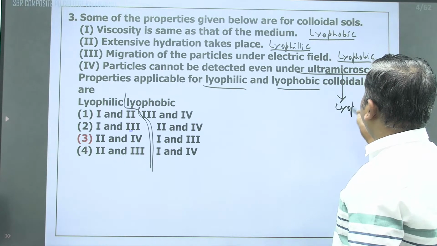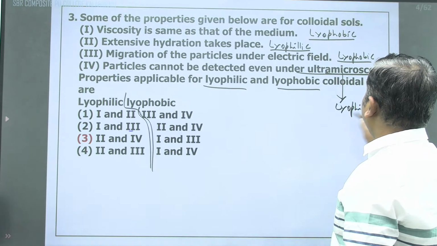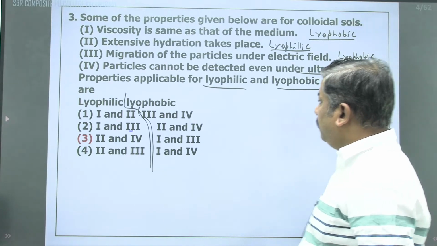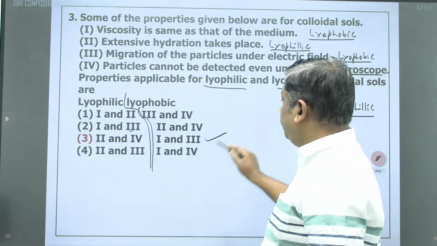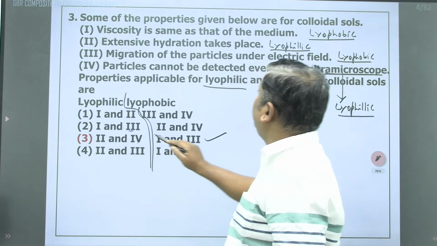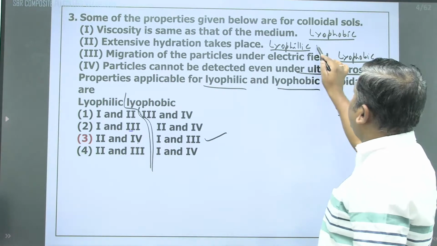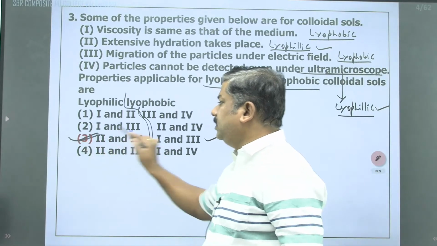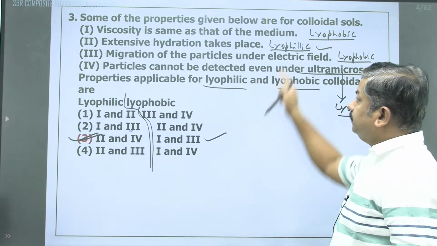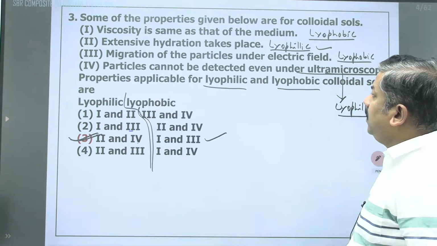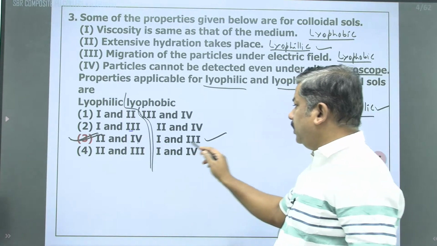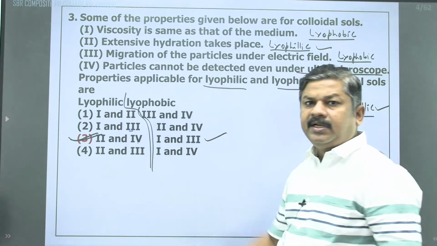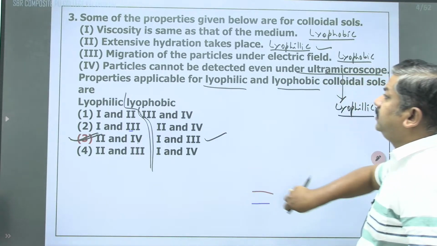This one is a property of lyophilic colloids. So the first one and the third one are found to be lyophobic, and the second and fourth properties are applicable to lyophilic colloids. So option number 3 is found to be correct. Out of the 4 properties given here, the first and third properties are applicable for lyophobic colloids, and the second and fourth properties are applicable for lyophilic colloids.